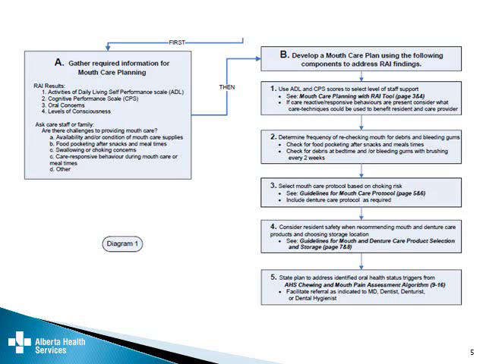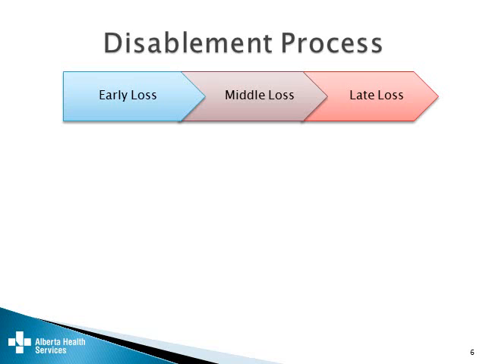Next, you will use the ADL and CPS scores to determine the level of support required. Decide how frequently the mouth needs to be rechecked for bleeding or debris. Select a mouth care protocol based on the choking risk. Consider resident safety when recommending products. And finally, determine what plan you will follow to deal with any identified oral health triggers, such as pain or swelling. Activities of daily living are a significant part of the RAI.